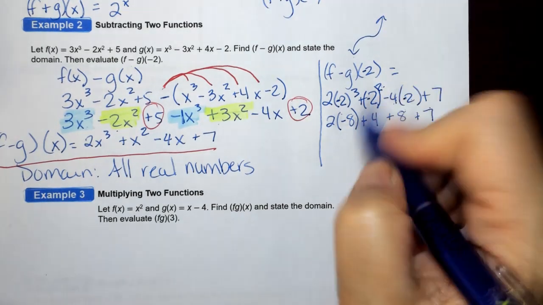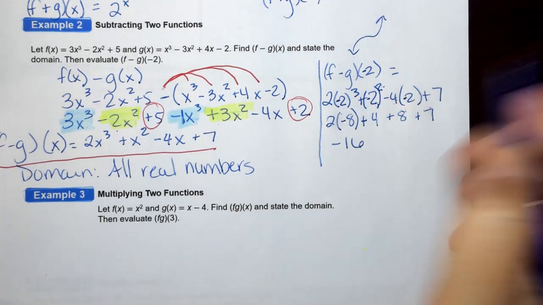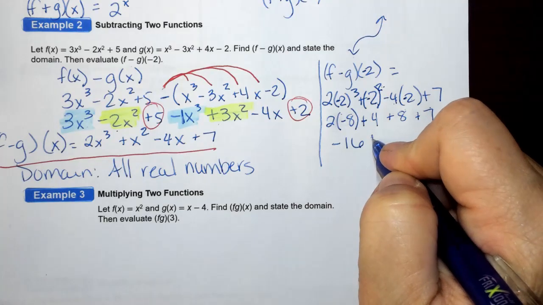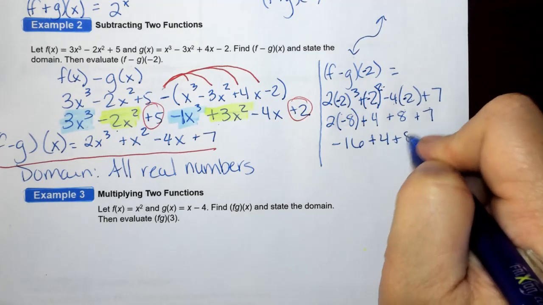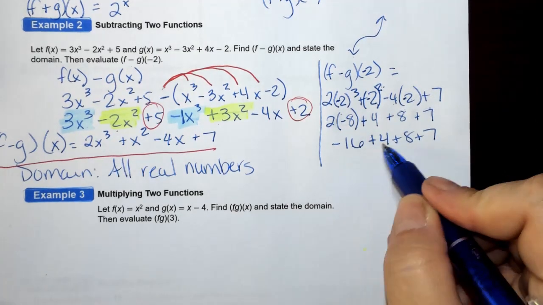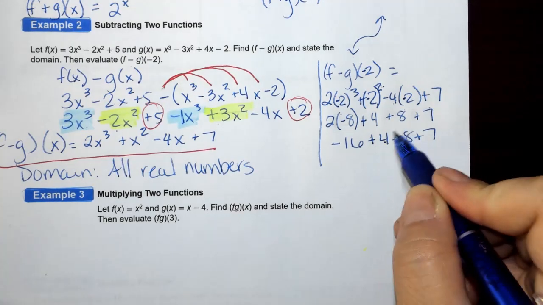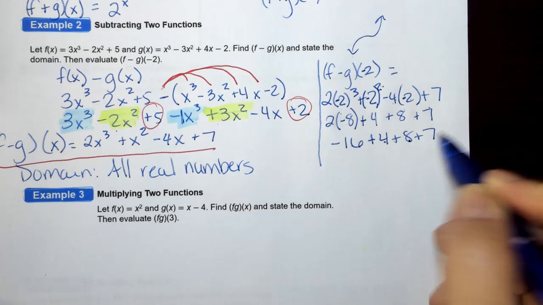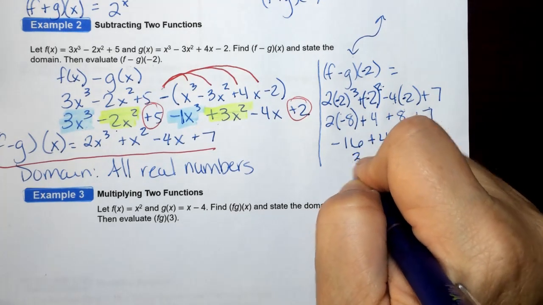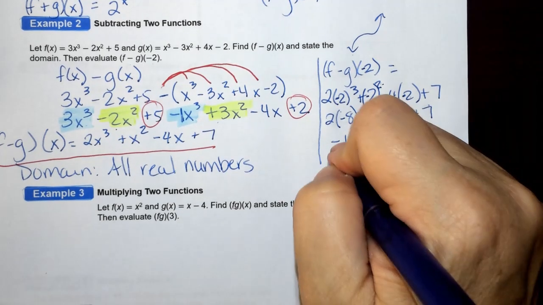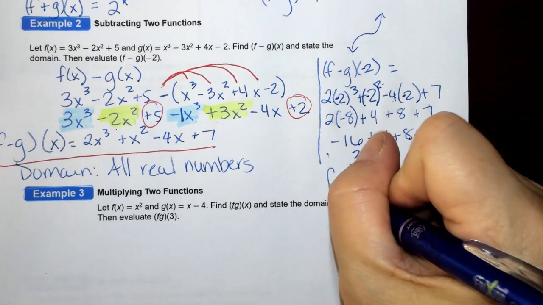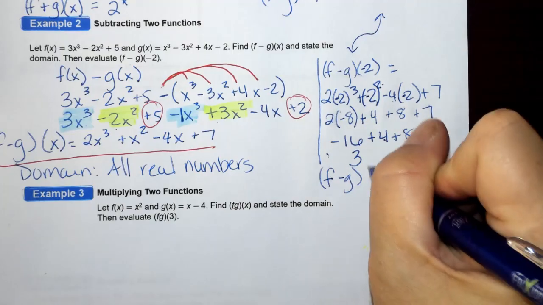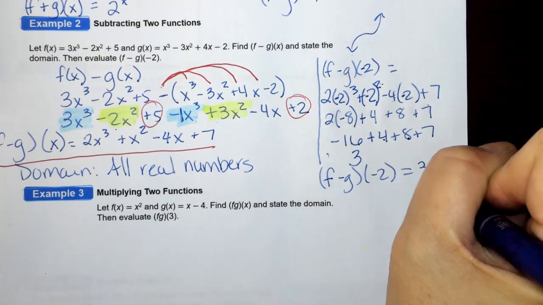So 2 times 8 gives us negative 16. So we have negative 16 plus 4 plus 8 plus 7. So that becomes negative 12. That becomes negative 12 plus 8 is negative 4. Negative 4 plus 7 is 3. So f minus g of negative 2 equals 3.